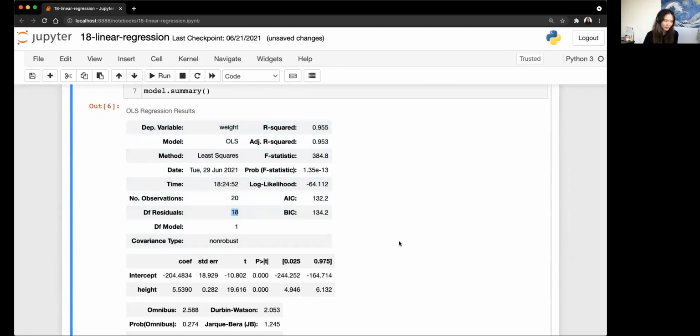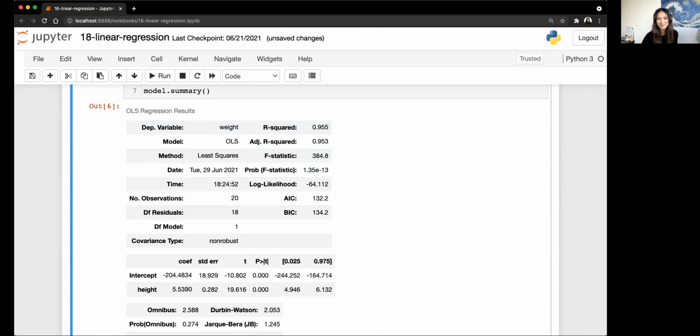Basically, it's saying that because we're predicting two things, or we're trying to find the best parameter values for two things, our intercept and our slope, that's why it's 20 minus 2, which is 18. We have our R squared, adjusted R squared I'll talk about tomorrow, but we have our R squared. So our R squared of 95.5% is literally saying that we can explain 95.5% of the variance in our weight based on height. That's how you would interpret that.